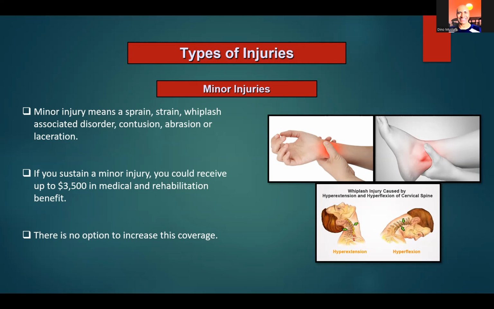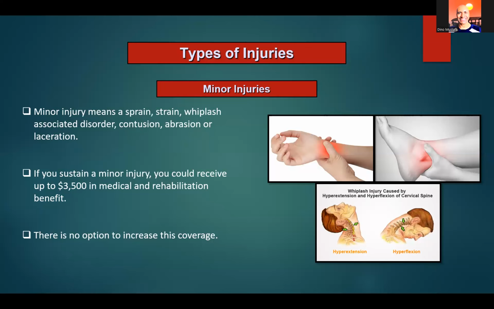So just minor injuries. In all policies, if the injury is determined to be minor, then the maximum coverage the person will get is $3,500. And there are no options to increase that amount. That's it, period. $3,500. If the adjuster determines, through a medical report or whatever process they use, that the injury sustained by the customer in a car accident is minor, then they get $3,500 maximum. It's not that they're going to get a check for $3,500. No. It doesn't work that way.